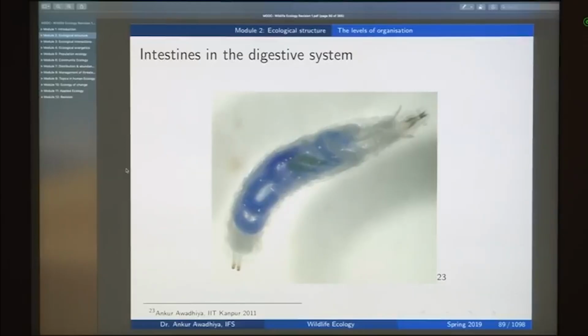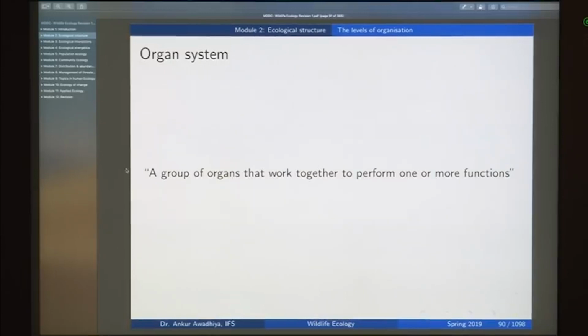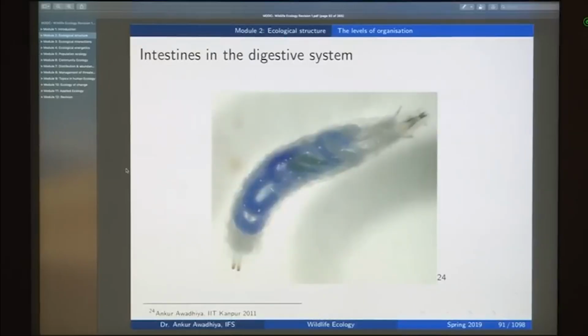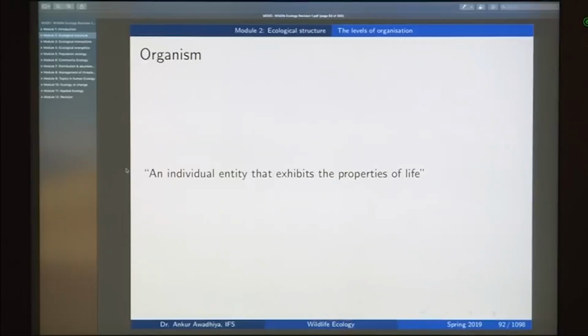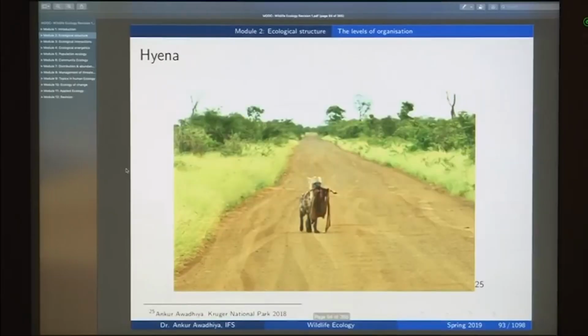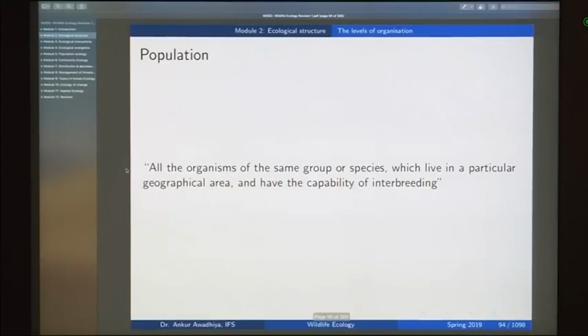In our case, the intestines have the muscular tissue, epithelial tissue, blood vessels, nervous tissues and so on. Next, you have organ system, which is a group of organs that work together to perform one or more functions, such as the digestive system, the respiratory system, the reproductive system, or the excretory system and so on. Next, organism is an individual entity that exhibits the properties of life. So, the properties of life are that this organism is able to get its own food, able to reproduce and so on, able to respire, and in the case of a number of organisms they are also able to move. So, these are the properties of life.